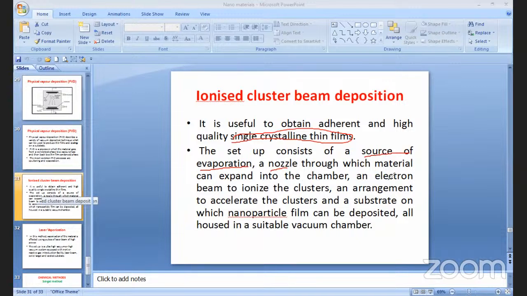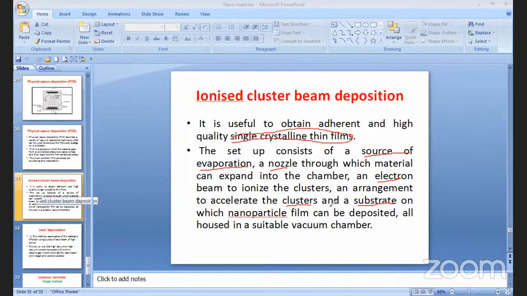And we have another one. The part which we have is an electron beam. So the electron beam will be there to ionize the clusters, and we have an arrangement to accelerate these clusters, and we have a substrate on which a nanoparticle film can be deposited in the chamber.